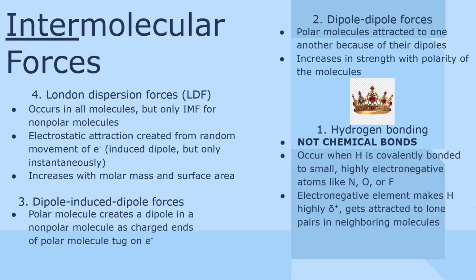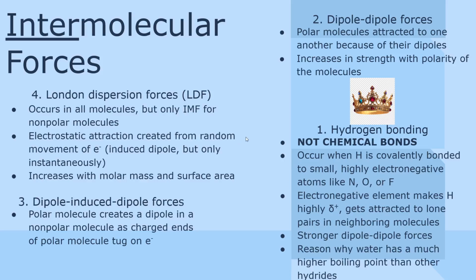So, electronegative elements make hydrogen highly partially positive, and it gets attracted to the lone pairs, which have a negative charge, in neighboring molecules. And that's why it's highly partially positive, because it has to be bonded to highly electronegative atoms. These are basically just super dipole-dipole forces. And hydrogen bonding is the reason why water has a much higher boiling point than other hydrides or hydrogen covalent compounds.